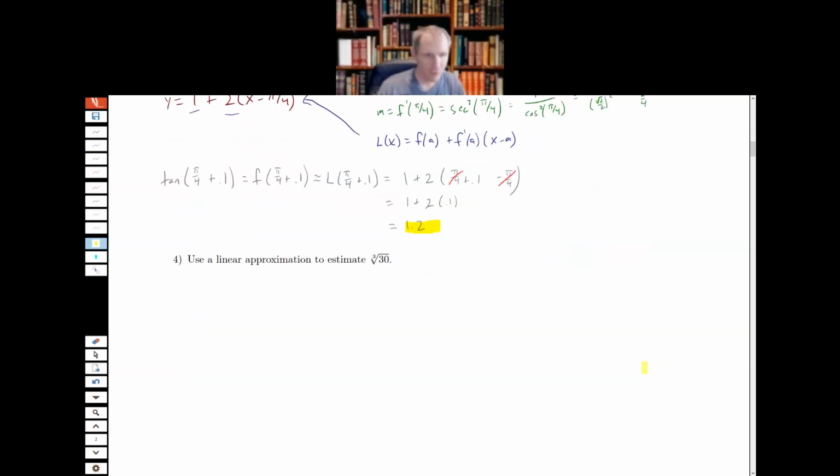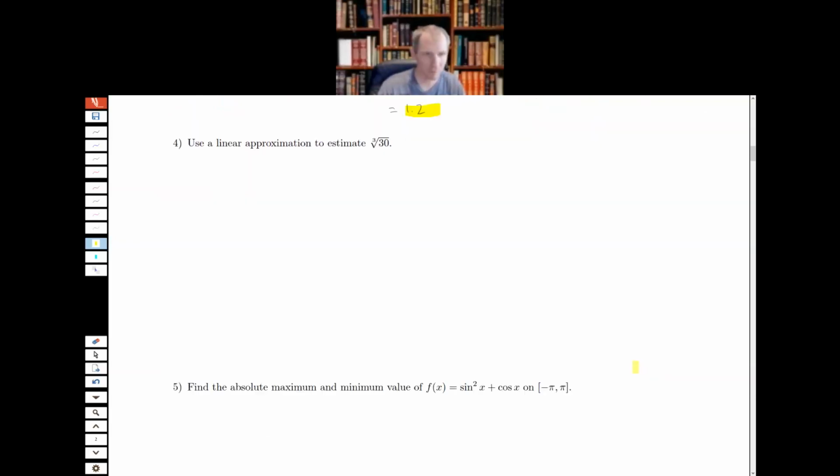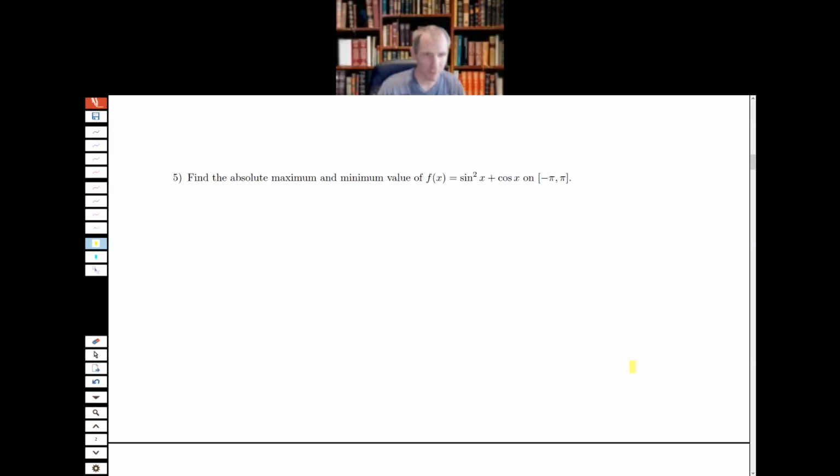Problem 4, use a linear approximation to estimate the cube root of the, oh, we did this one in class, so I'm going to skip over this one. Problem 5, find the absolute maximum and minimum value of this function on this interval.